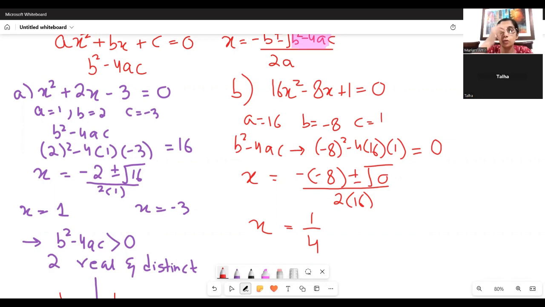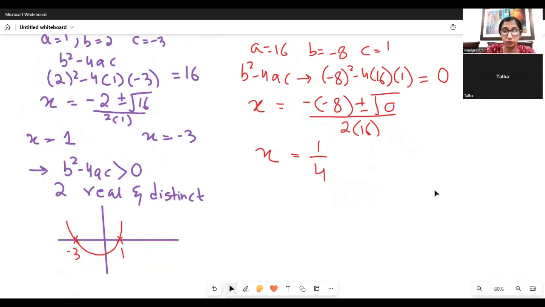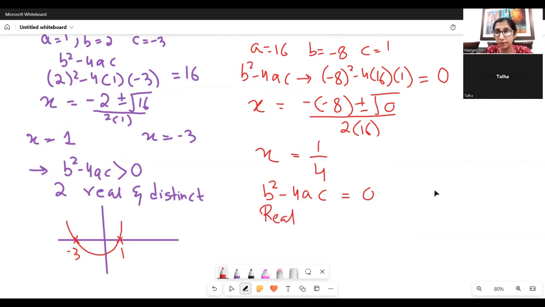So now you got only one answer. And why is that? Because the discriminant was equal to 0. That means that when b square minus 4ac is equal to 0, we get repeated roots. It is still a real value because we did not get a math error in the calculator. Real and repeated roots.